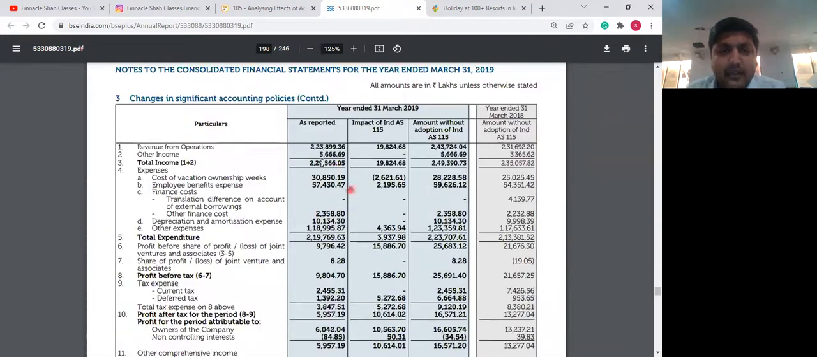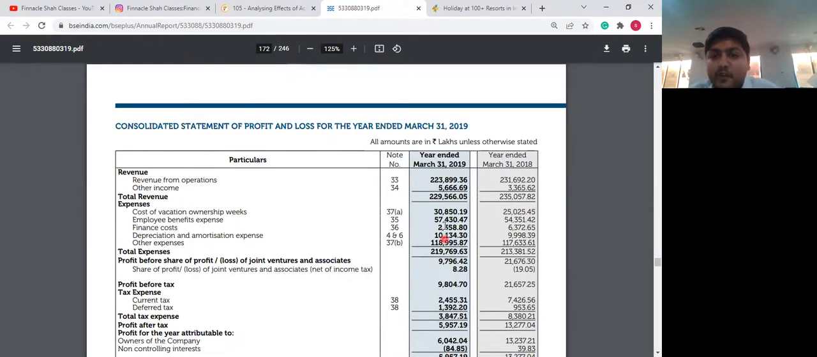All right, so let me actually show you the revenue figures. Now, when you see these restated figures, which are present on 198, before you take a look at this, let me show you once again the income statement, which is present on page number 172. Now, if you see this figure of 223,899 lakhs, this is as per the new accounting standards, which is IND AS 115. So this is as per 115 and this is as per IND AS 18.